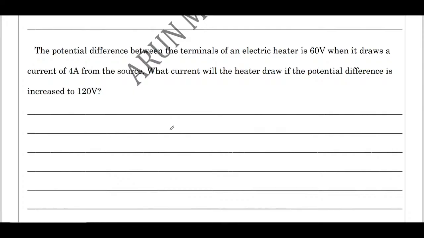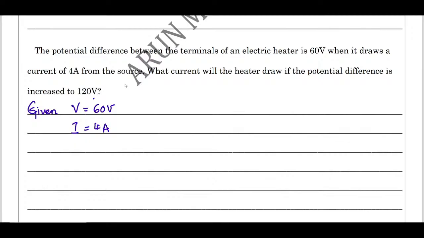Students, moving to the next question, a very important question. The potential difference between the terminals of an electric heater is 60 volts. That is given, voltage V equals 60 volts. It draws a current of 4 ampere, that is I equals 4 amperes. What current will the heater draw if the potential difference is increased to 120 volts?